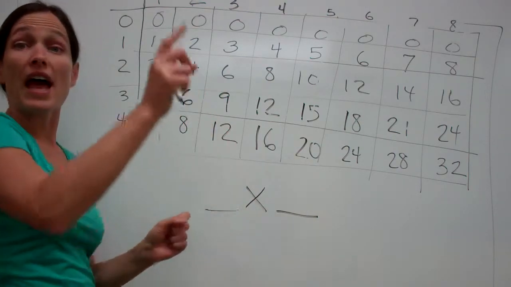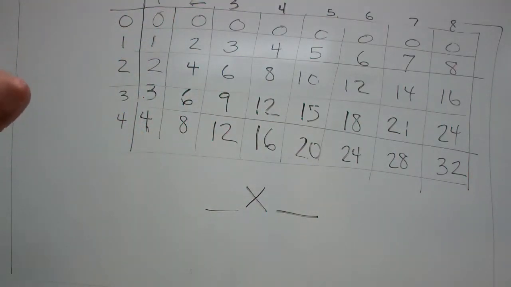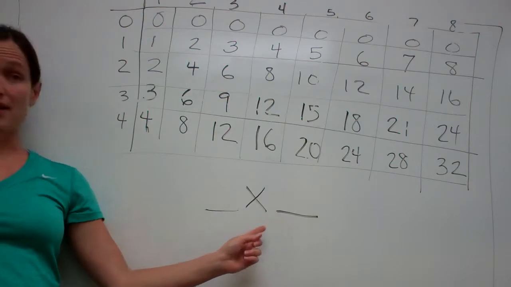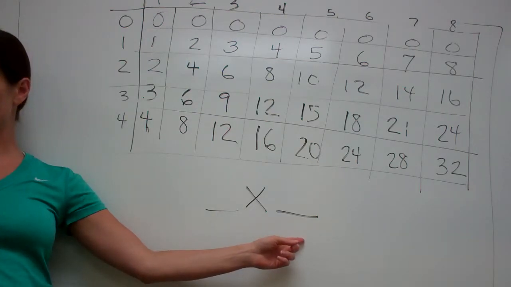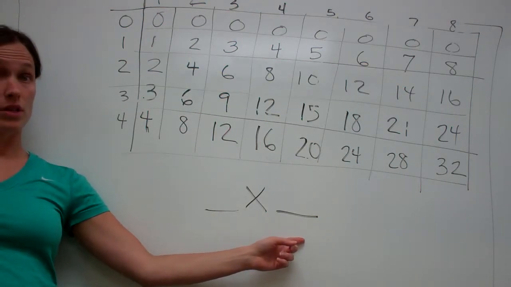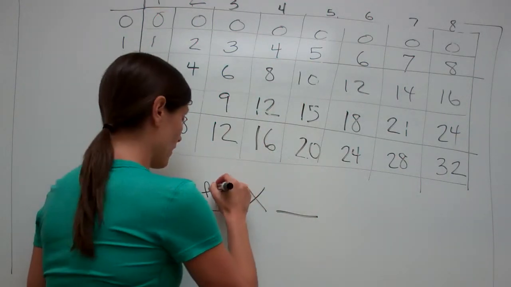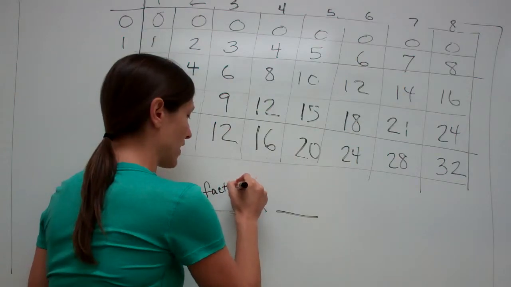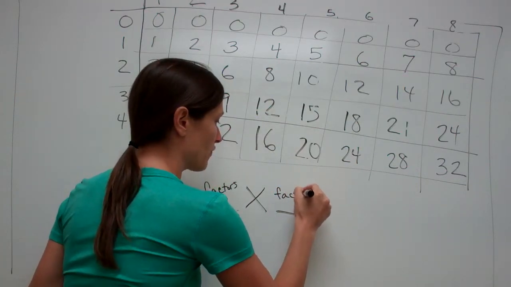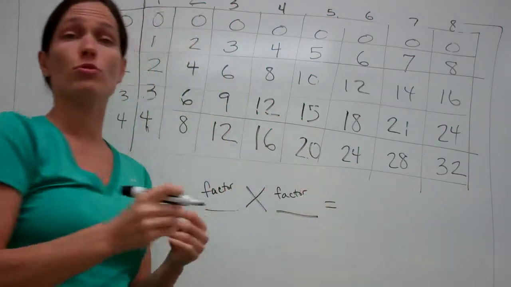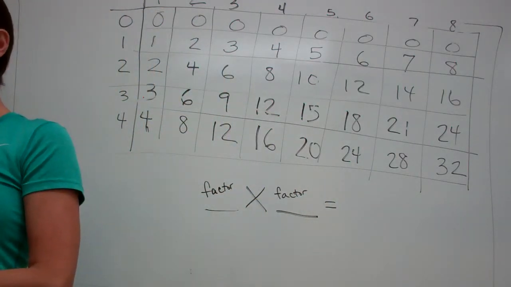Adding. That's for the adding, right? But now we're doing multiplication. I haven't learned that yet. Does anybody know what these are called? Factors. Good try. Everybody write this down. Factor times factor. Okay? Does anybody know what the answer to a multiplication is called?